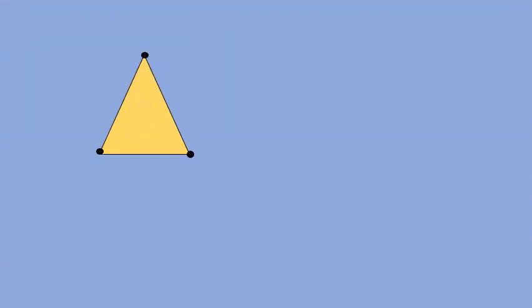Now we are going to learn about side and vertex. This is a triangle. The name of the triangle is A, B, and C. The triangle has three sides. Side AB, side BC, and side AC.